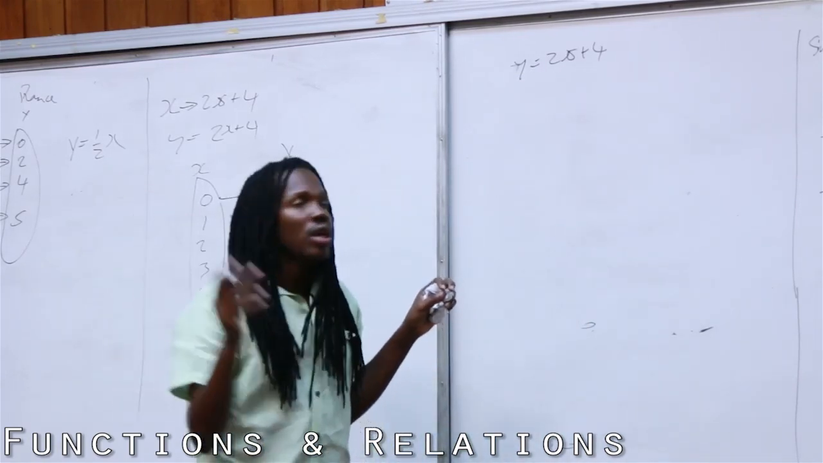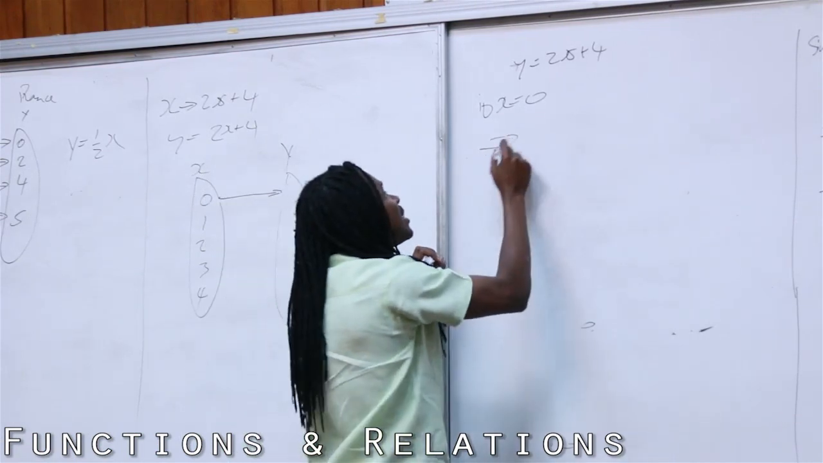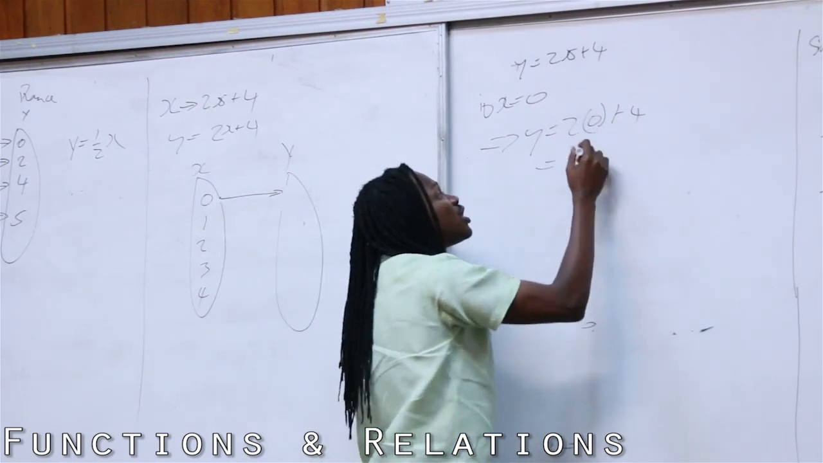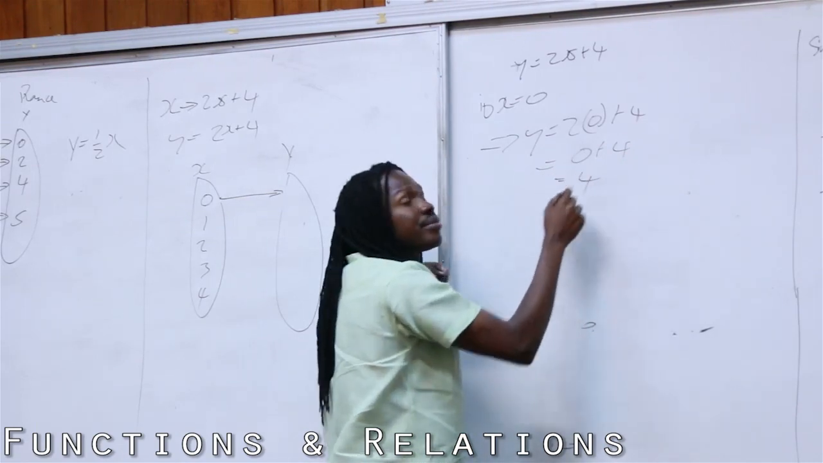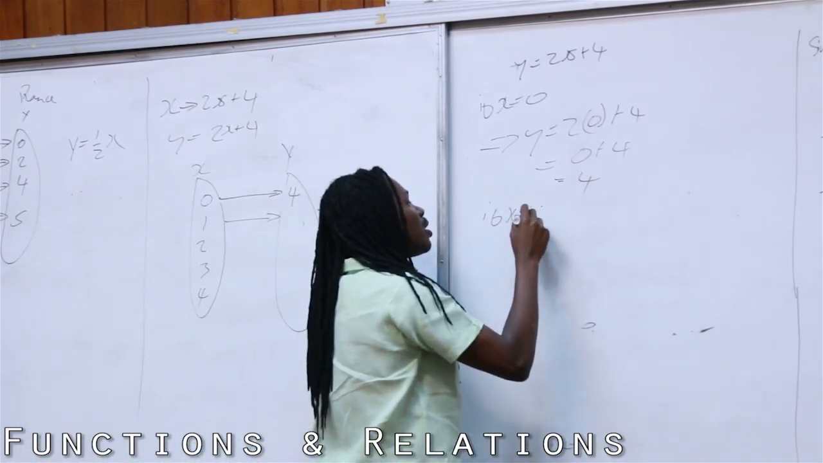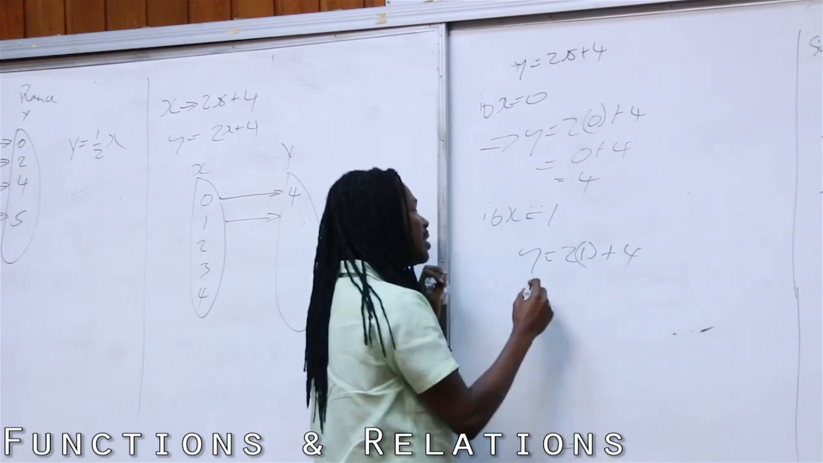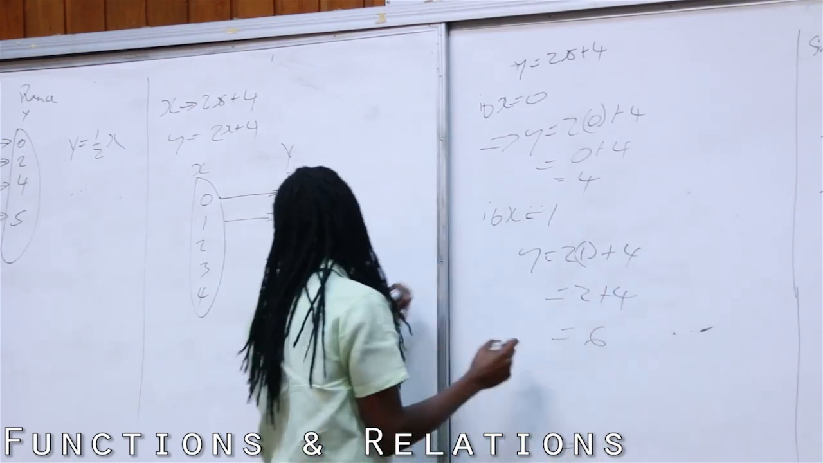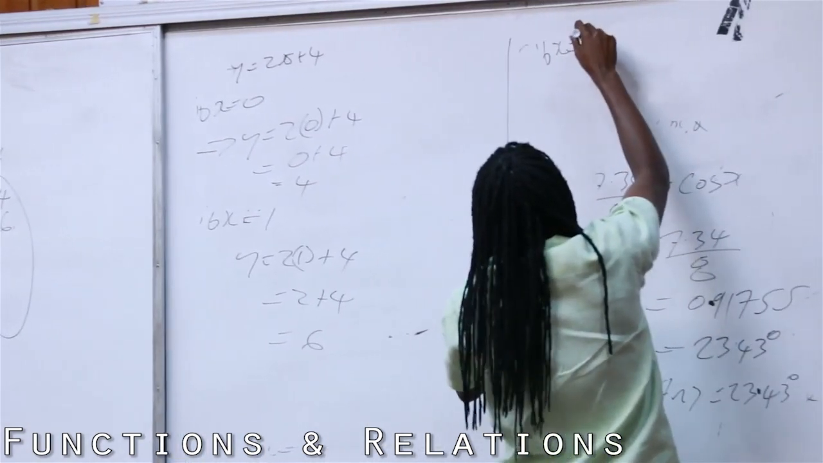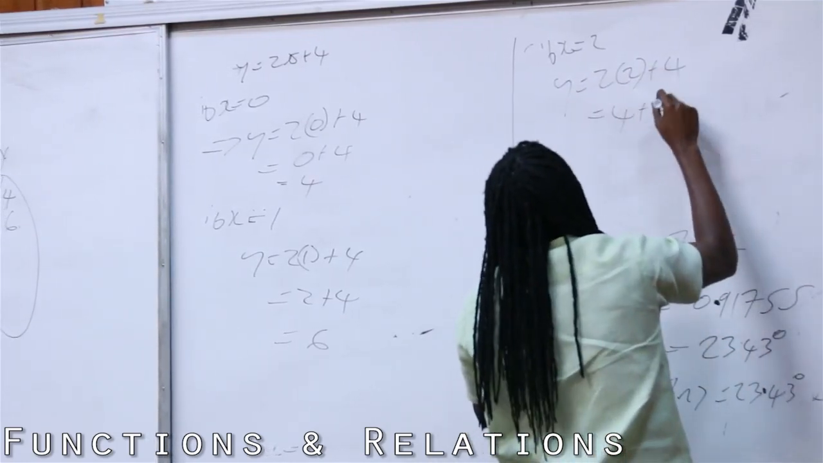Everybody see that? Now, if x is 0, because that's all that they're saying here, it implies that y equals 2 bracket 0 plus 4, because x is 0. So it equals 2 times 0, 0, plus 4. It equals 4. If x is equal to 1, then y equals 2 times 1, plus 4. So that means 2 ones are 2, plus 4. If x is 2, it means that y equals 2 bracket 2 plus 4, equals 4 plus 4, equals 8.